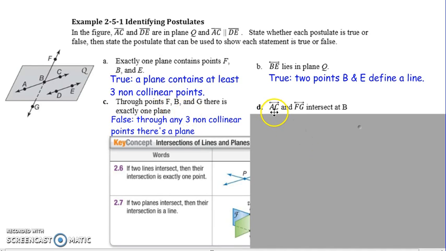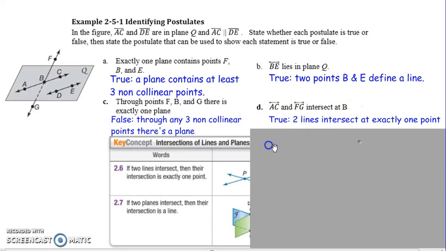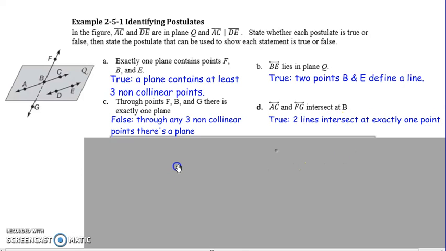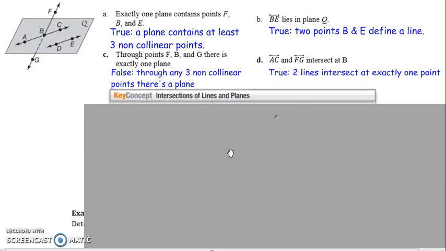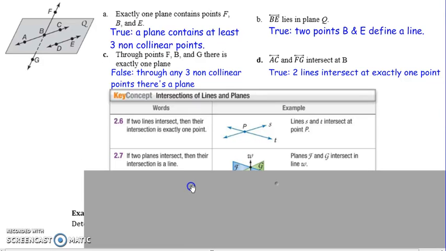The intersection of AC and FG. Well, if 2 lines intersect, they intersect at a point. So that would be true. 2 lines intersect at 1 point. So the reasoning is basically the definition of when 2 lines intersect, or when you have a plane, it contains 3 points. That's your justification: the postulate is that. So let's take a look at 2 more.